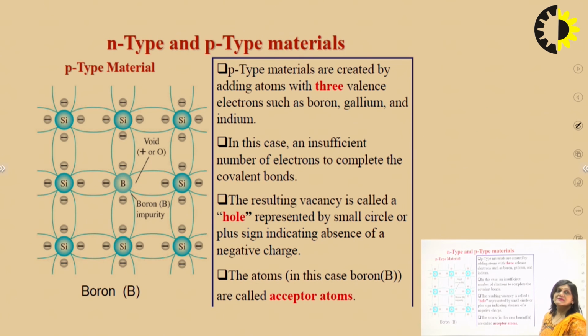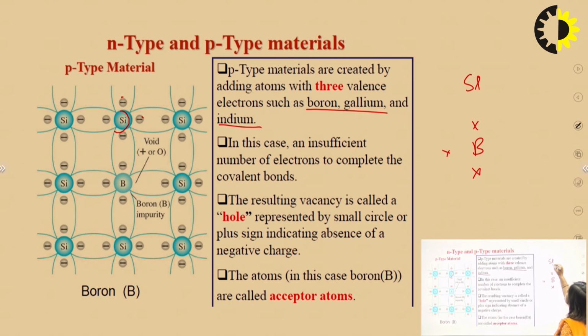In a P-type semiconductor, trivalent impurities are doped. Trivalent impurities like gallium, boron, and indium. All these atoms have 3 electrons in their outermost orbit, meaning the number of valence electrons is 3. Here we can see boron, which has 3 electrons.